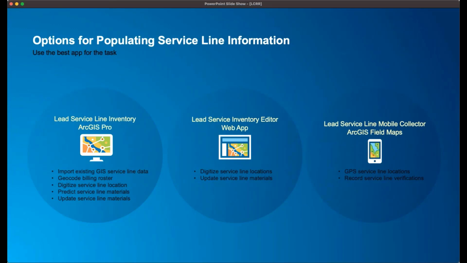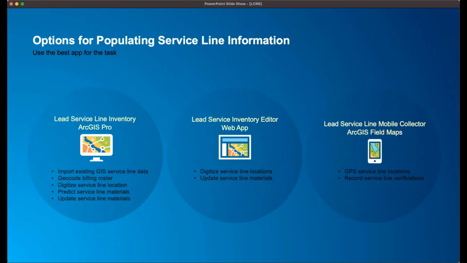This is also where you can geocode your billing roster. Let's say that you have no existing service line information mapped. Well, the quickest way to get started is probably just to take your billing roster and geocode it to get all your customer points on the map. And once you do that, you can begin to move those to the appropriate location where services are. But all of your customers, of course, must have a service providing water to them. So it's a really quick way to get started.